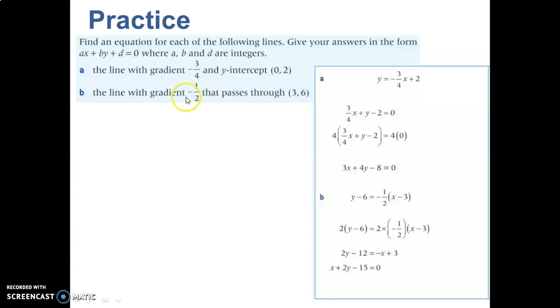In the second one, we have a line with this gradient passing through this point. So we begin with point gradient form here. See, we have the gradient here, and there's the point substituted there. Now this we can simplify. Again, there's a fraction here, 2, so we're going to multiply both sides by 2. You're left with this, and now you move everything to one side and get 0 here. So it's written in this general form.